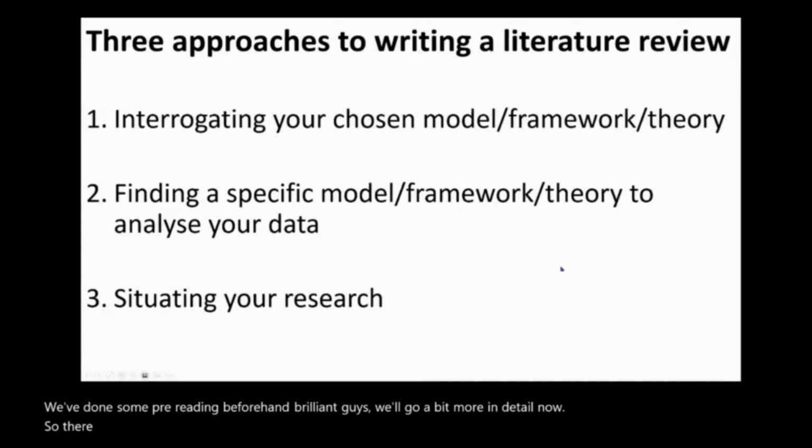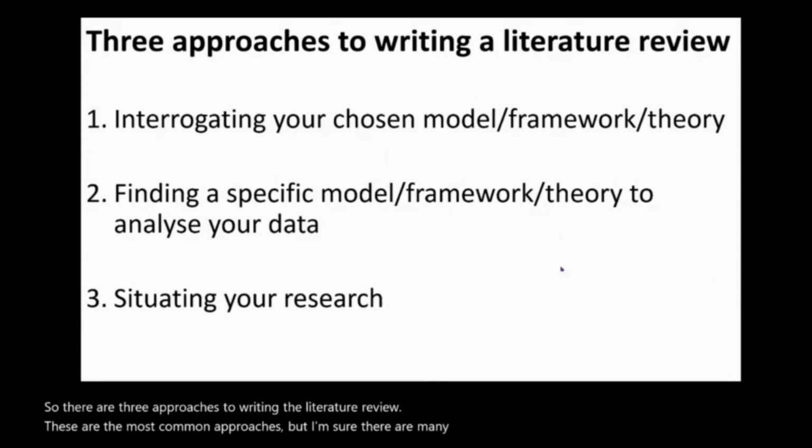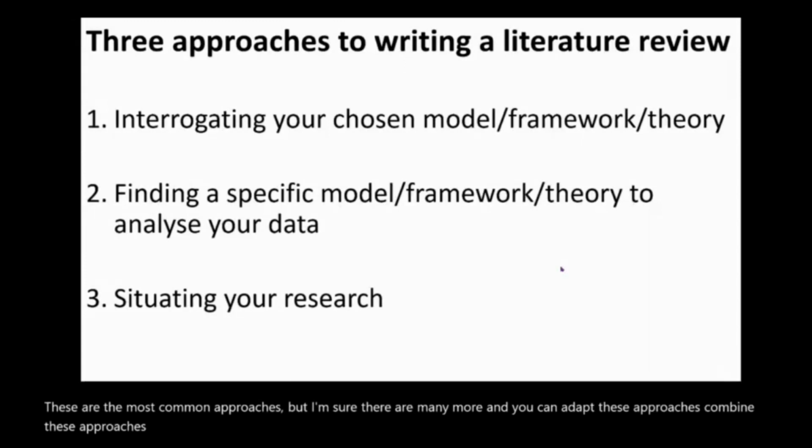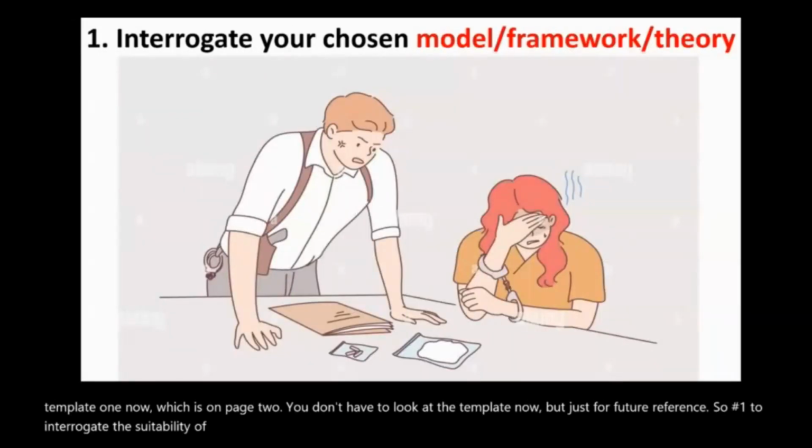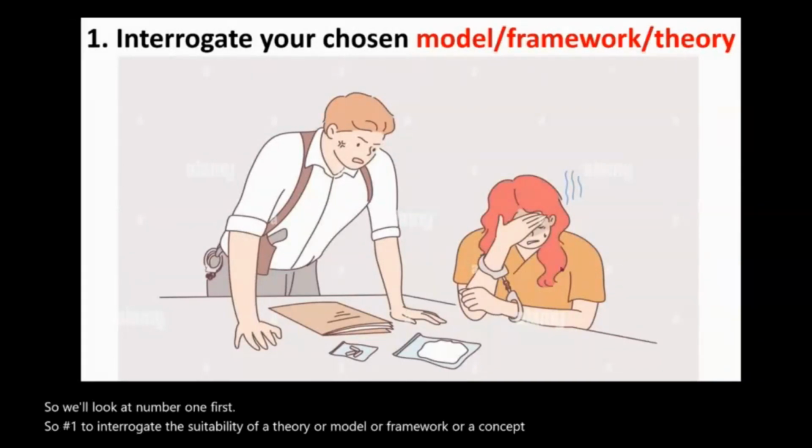So there are 3 approaches to writing a literature review. These are the most common approaches, but I'm sure there are many more, and you can adapt these approaches, combine these approaches, or use other approaches. There's no compulsion here. So number 1, to interrogate the suitability of your chosen theory or your chosen model or your chosen framework or your chosen concept. This approach is on page 2 of the template.